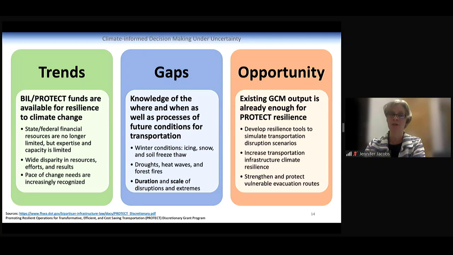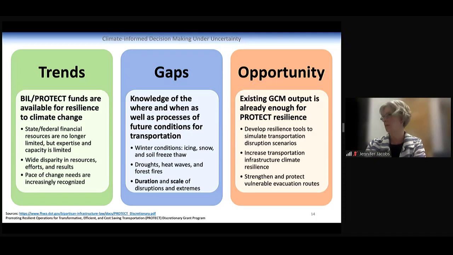But the challenge is that the expertise and the capacity is limited within those agencies. One of my state partners at our recent meeting said that they have a 40% vacancy rate at their agency. 40% of their positions aren't filled. There's also wide disparity in resources and efforts. The NSF speaker this morning said, you can have these programs, but if they don't get to the right people, the communities that really need them, the underserved communities, we're going to have challenges.